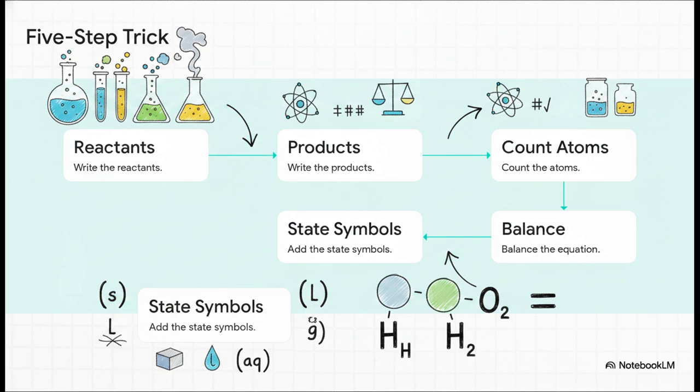Third, carefully count the atoms on both sides, just like we did with our table. Fourth, balance the equation by adding those big numbers to the front until both sides match perfectly. And fifth, add your state symbols in parentheses, solid, liquid, gas, or aqueous, so everyone knows exactly what you've made. Reactants, products, count, balance, state. Lock that cheat sheet right into your memory.